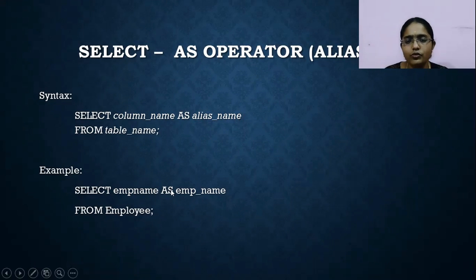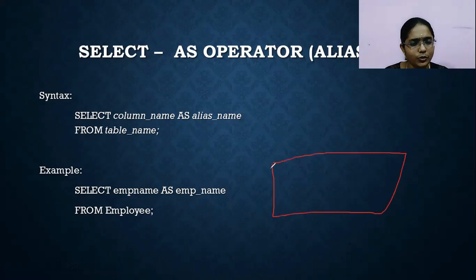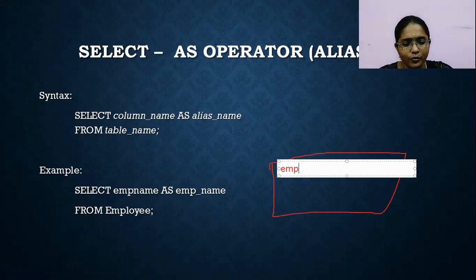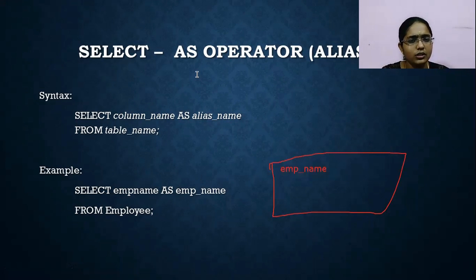AS is a keyword which is used for displaying the particular customized name. So you can notice that I'm modifying it by using the AS keyword. During a display operation, instead of employee name, the particular column has been given the name EMP underscore name. Does it affect the internal value of the database? I'm just customizing it for my view.